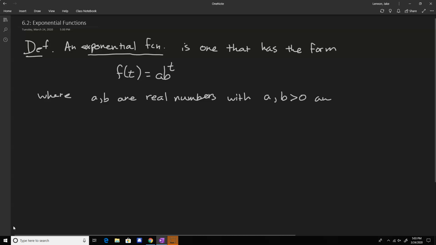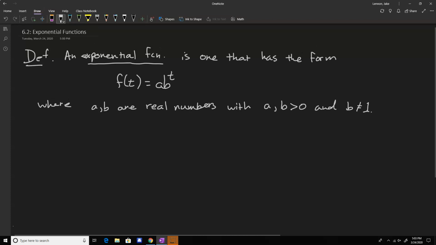And additionally, we don't want b to be equal to 1, because if b is equal to 1, then this would just end up being a horizontal line. So b is not allowed to be 1 either. Sorry, that wasn't a very good one. Let me try and write that a little bit more neatly. So b is not equal to 1.